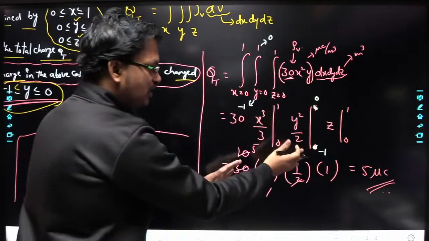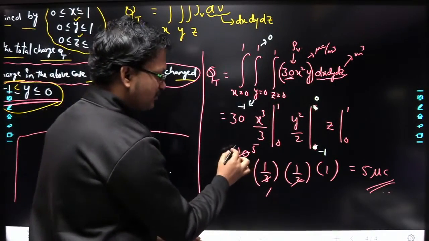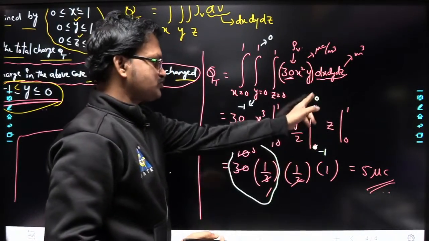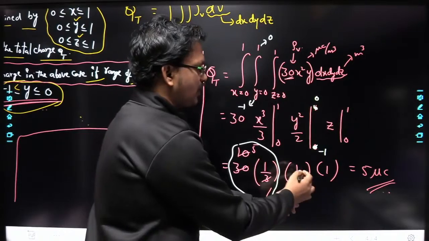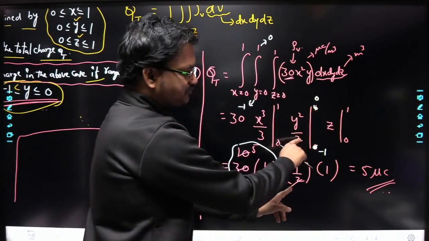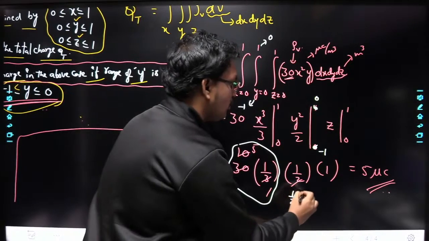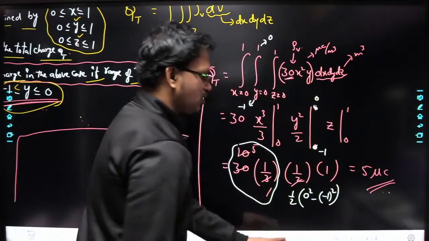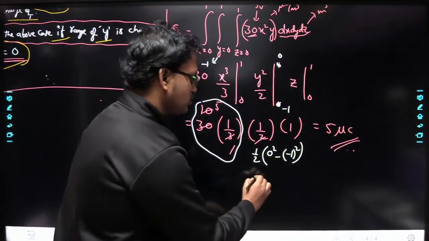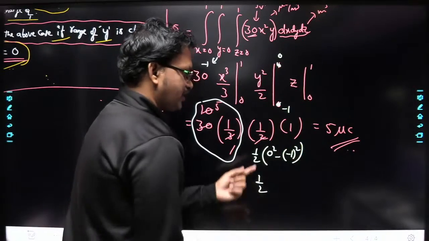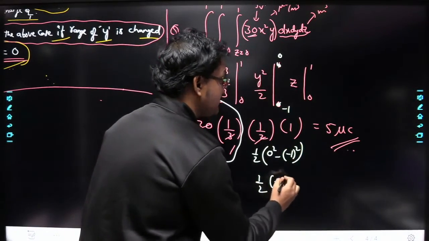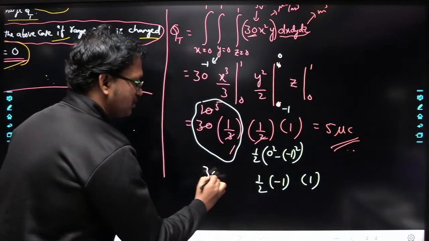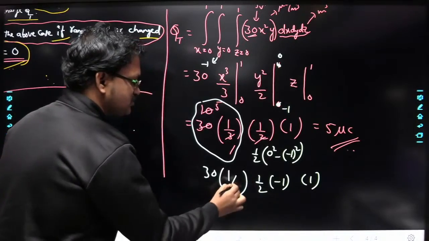Now if you do the analysis, what are you going to get? So this term will be the same. Understood? So y square by 2. Substitute the range here. What are you going to get? 1 by 2 into 0 square minus of -1 whole square. So here 1 by 2 into minus 1 whole square is 1, so you will get -1 here. Everything is the same here. But what is the only change?